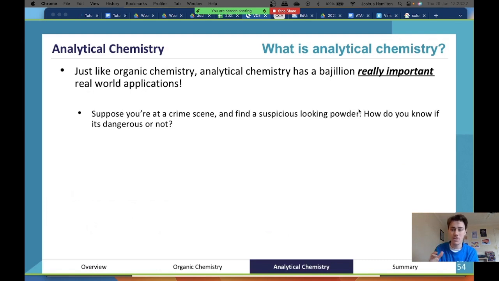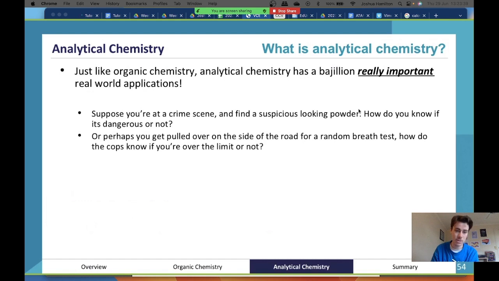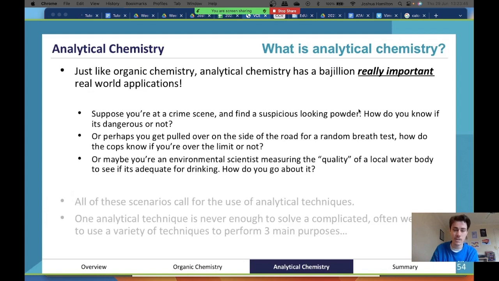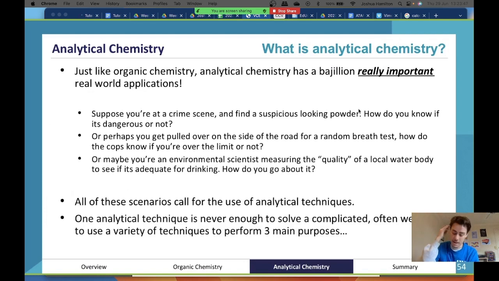Suppose you're at a crime scene, you find suspicious powder. How do you know if it's dangerous or not? Perhaps you get pulled over on the side of the road, you do a random breath test. How do the cops know you've got ethanol in your system? This is essentially the same thing. These all use analytical techniques.